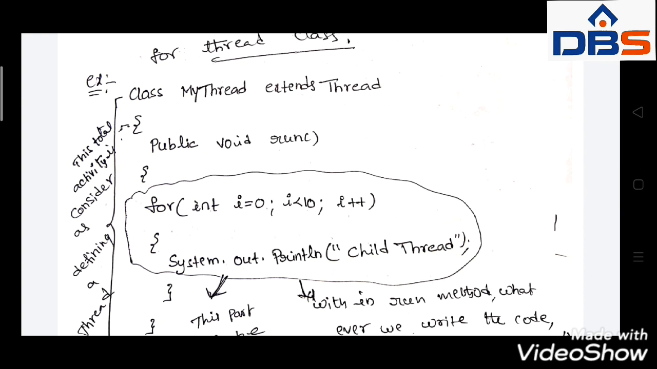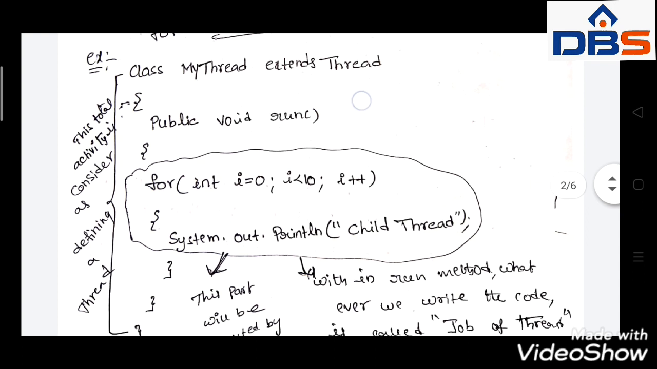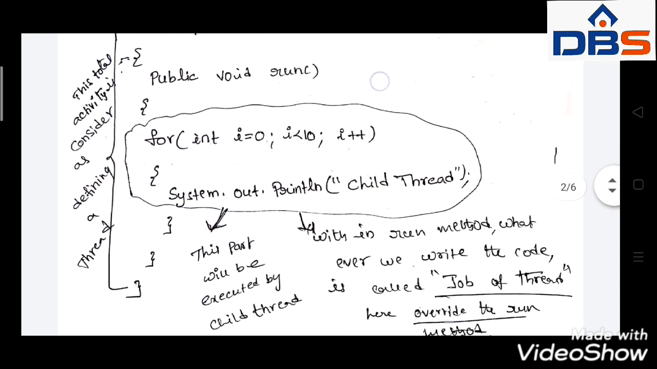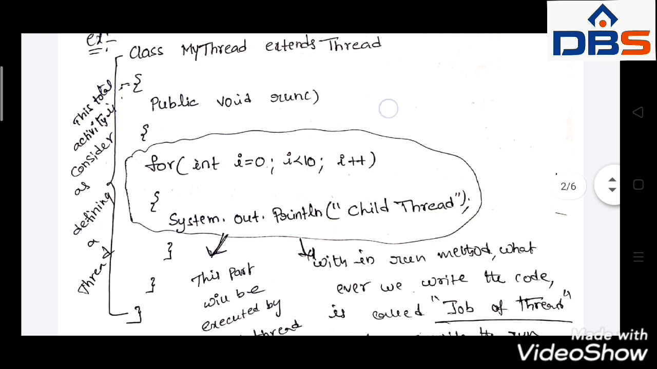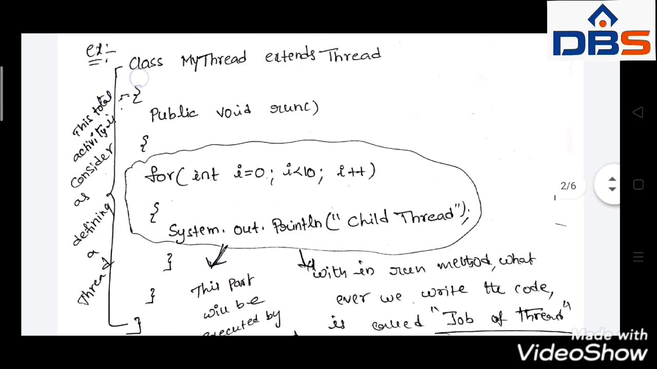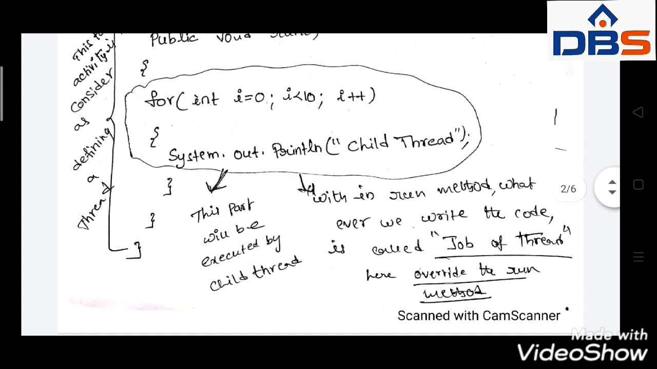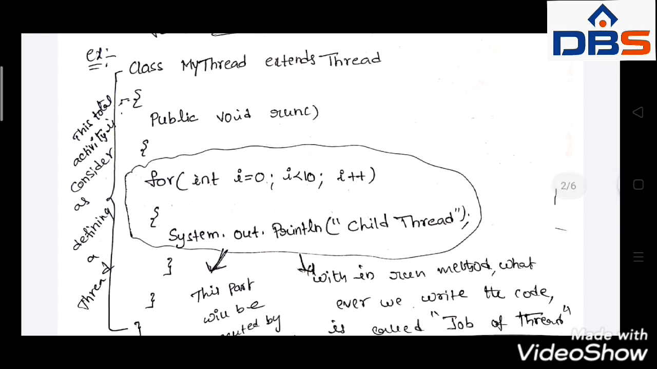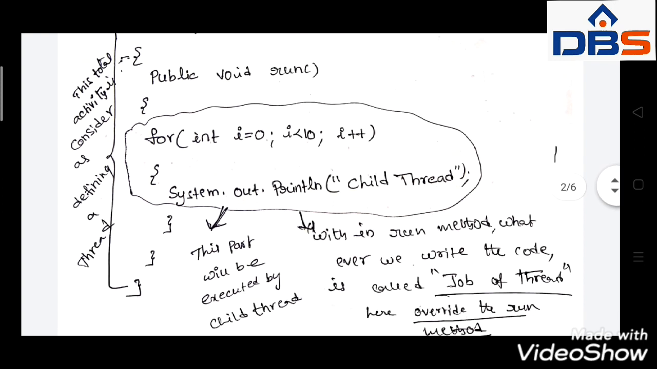So first we need to define a thread. How to define a thread? First we need to create a thread class with the help of extends Thread. That is, class MyThread extends Thread. With the help of the run method, which we use to execute something, we write some statements with some logic. This entire process is considered as defining a thread.